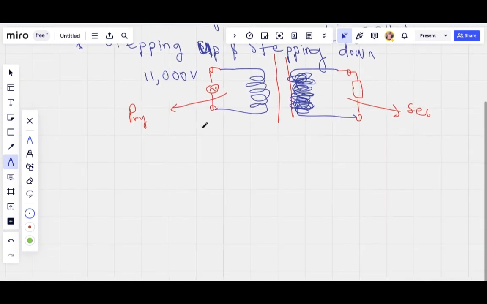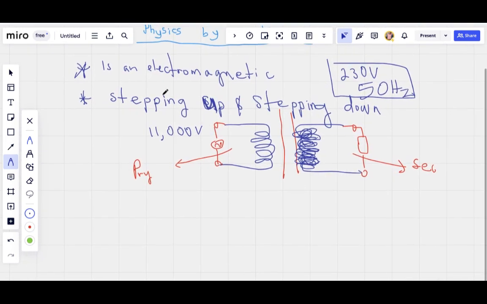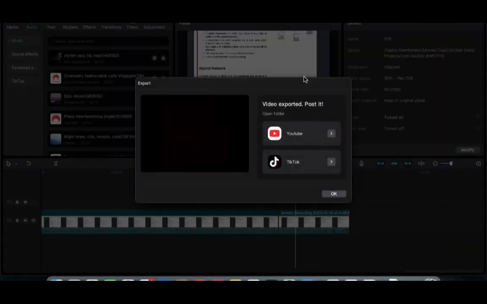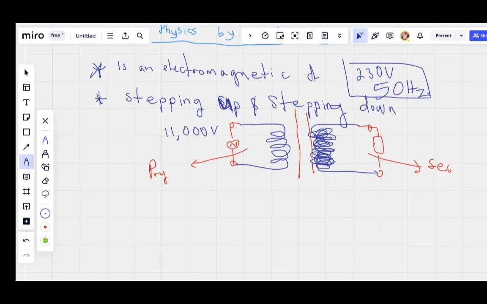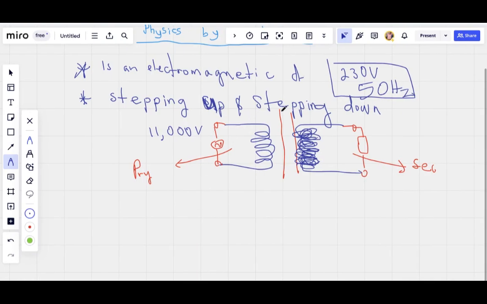Okay, so we say a transformer is an electromagnetic device. That's the first statement we make. It's an electromagnetic device that is used for stepping up voltages and stepping down voltages, either raising voltages to a higher value or bringing down voltages to a lower value.